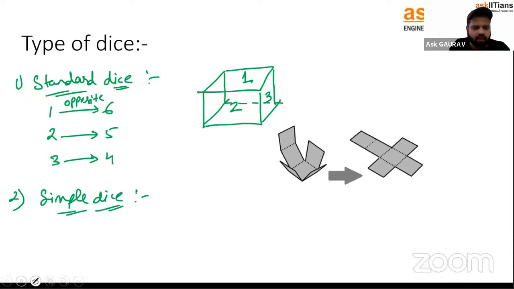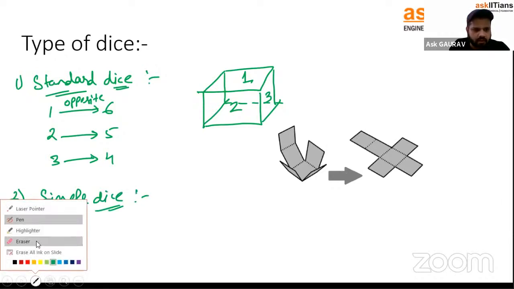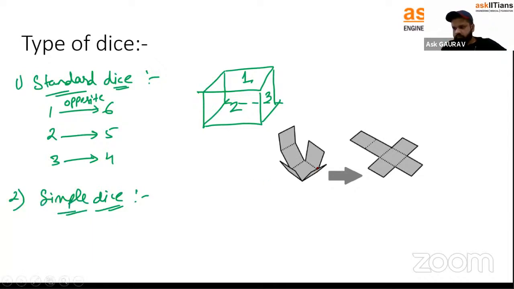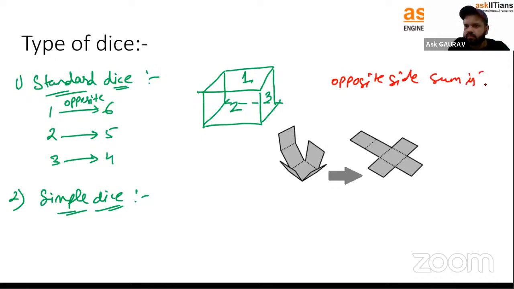Then there is the simple dice. In a simple dice, 1 is not opposite to 6. In a standard dice, the opposite side sum is 7. Like 1 plus 6 is 7, 2 plus 5 is 7, 3 plus 4 is 7. The opposite side sum is 7 for a standard dice.